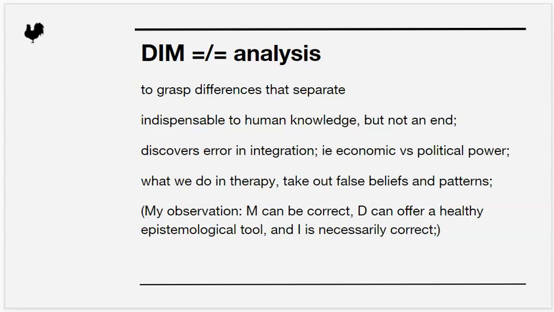And my observation, even though M is a misintegration of concepts, it can be correct. Even though the mode of integration is incorrect, the principle that it arrives at can be correct. Now, it's usually because of an accident, but it can be correct. And D, a disintegrated view of a field, it can offer a healthy epistemological tool for analyzing premises, theories, principles. However, I is necessarily correct when you integrate knowledge in a healthy way. Now, some I's are going to be more useful than others, of course. But if you integrate properly, then the principles that you induce as a result of the integration, they're necessarily going to be correct.